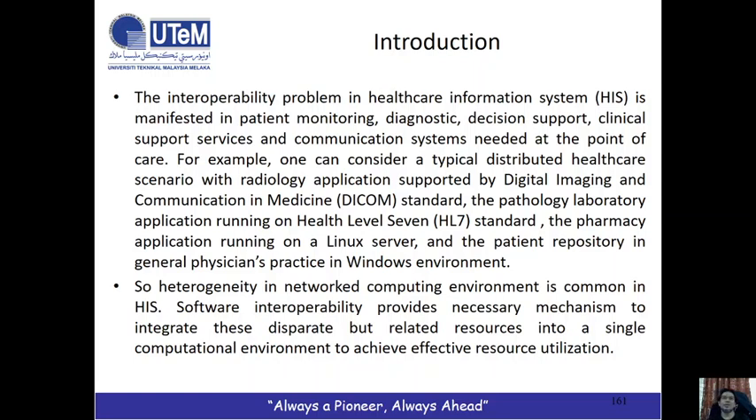So a lot of miscommunication, non-standard systems. Yeah. So heterogeneity in network computing environment is common in healthcare information systems. So software interoperability provides the necessary mechanism to integrate these disparate but related resources into a single computational environment to achieve effective resource utilization.